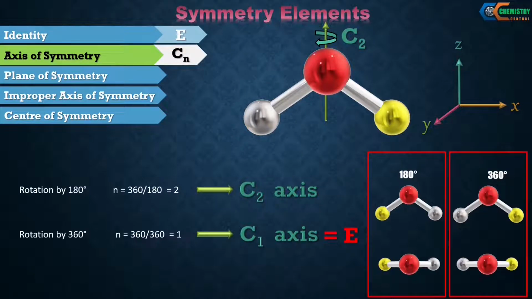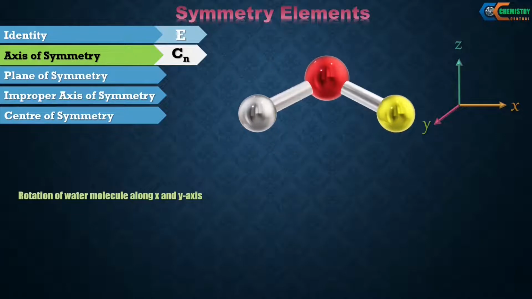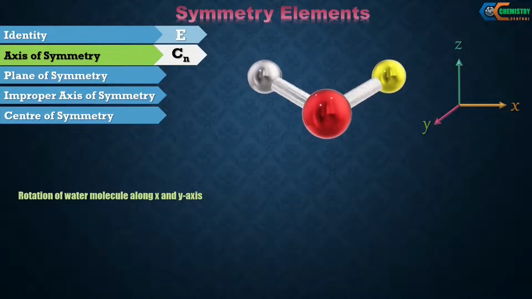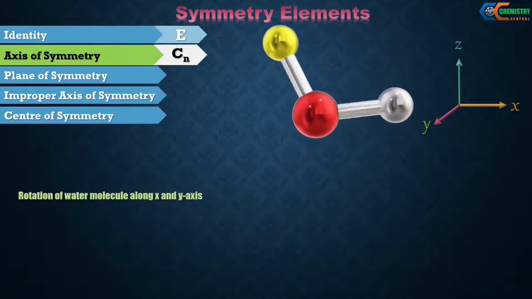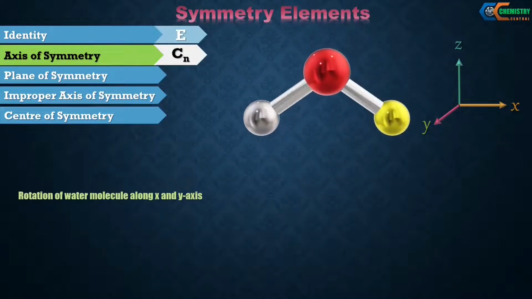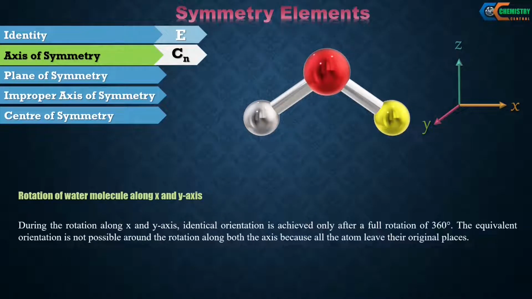But as we already discussed, a complete rotation of 360° is equal to identity, so we can call this identity. If we consider the rotation of the water molecule along the x-axis and y-axis, we will get an identical orientation after a complete 360° rotation, which is also equal to identity. Here equivalent orientations are not possible, as all the atoms move to different space coordinates for other degrees of rotation. So we find out that the water molecule has only a C2 axis of rotation along the z-axis passing through the center of the oxygen atom.